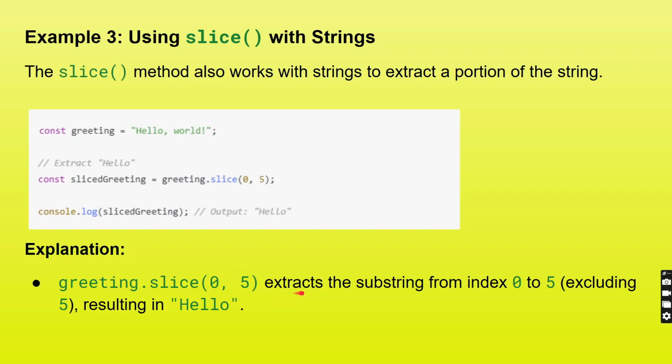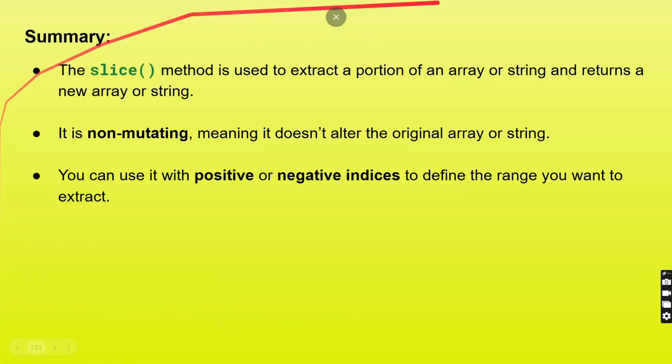greeting.slice(0, 5) extracts the substring from index 0 to 5, excluding 5, resulting in Hello. The summary: the slice method is used to extract a portion of an array or string and returns a new array or string. It is non-mutating, meaning it does not alter the original array or string. You can use it with positive or negative indices to define the range you want to extract.